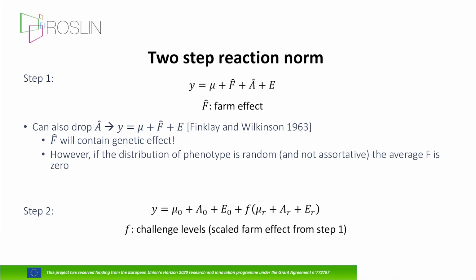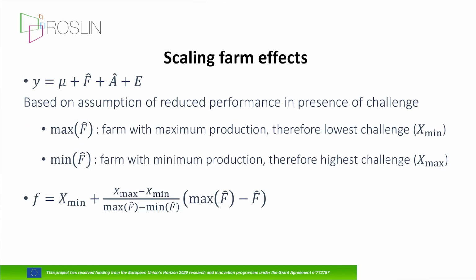Now, we will estimate the farm effects from this model, and then we are going to scale that and put it here, and then calculate the other terms. So this is basically the overall way to go about this model. And the way we're going to scale this F hat, capital F, into F is basically using our assumption. So we assumed that the animals at the best farm are going to be exposed to the lowest challenge, and animals in the worst farm, basically animals that produce less, are exposed to more challenge.